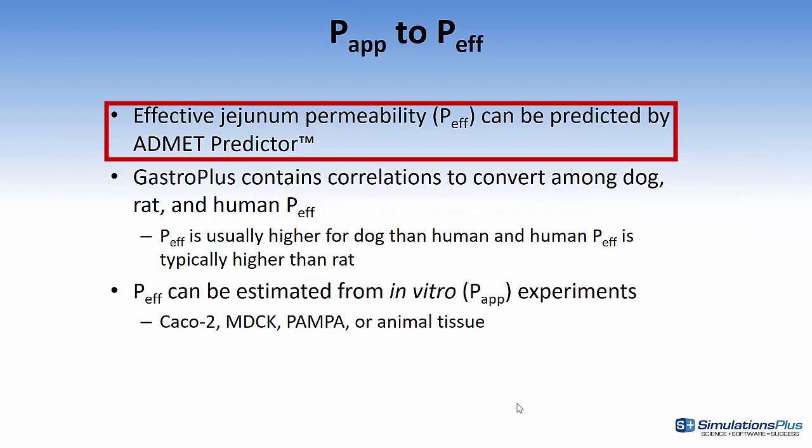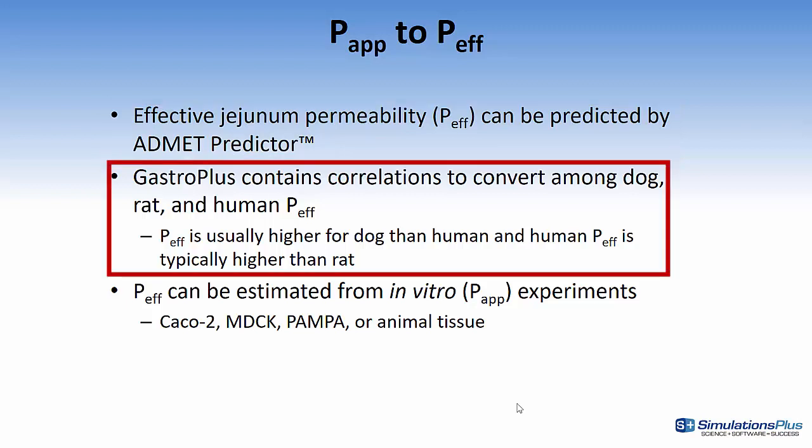If you have the ADME predictor module in GastroPlus, the effective human jejunal permeability can be predicted by ADME predictor when you import the compounds. GastroPlus can also convert between dog, rat, and human PEF. So if you have measured the PEF for a dog, for example, GastroPlus contains a correlation which would convert that into human. And typically what we see is that the PEF for a dog is higher than that of a human, and human PEF is typically higher than that for a rat.